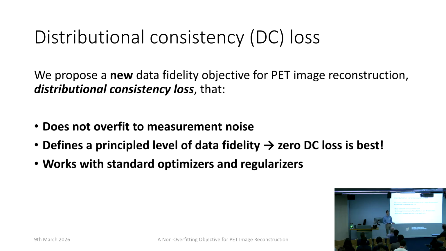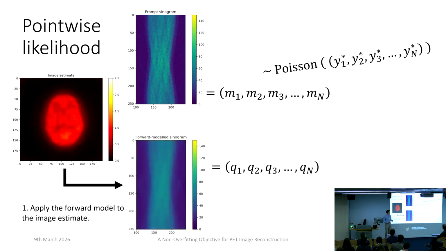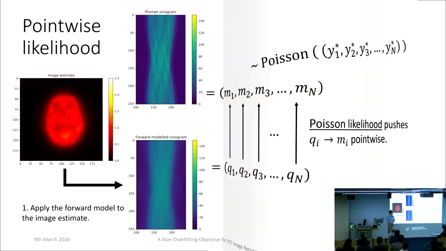To see how we're going to build such an objective, let's go back to how we can build our standard likelihood. In the likelihood case, we have an image estimate, and we have some measured data, a prompt sinogram. The first step is that we apply our forward model to the image estimate to get our forward model of the sinogram means, and then we apply the Poisson log likelihood formula, and that's going to give us an update direction that pushes our measured means towards our measurements.